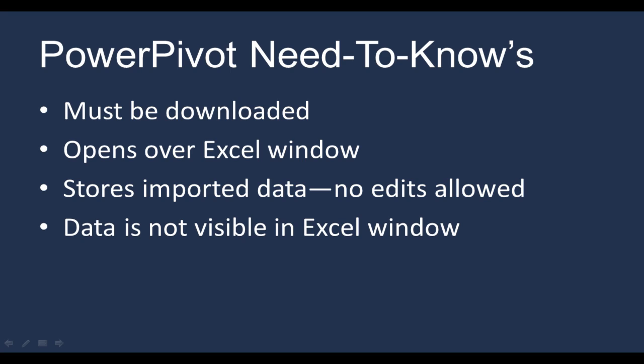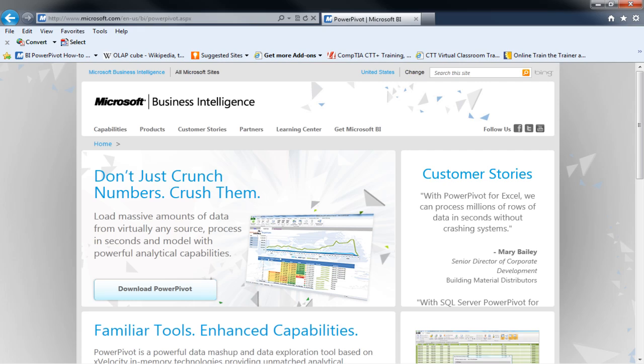So here are some PowerPivot need-to-knows before we get started. First of all, PowerPivot needs to be downloaded onto your computer. It is a free client download. In order to download it, you would go to powerpivot.com or microsoft.com. From there, you would click on Download PowerPivot.